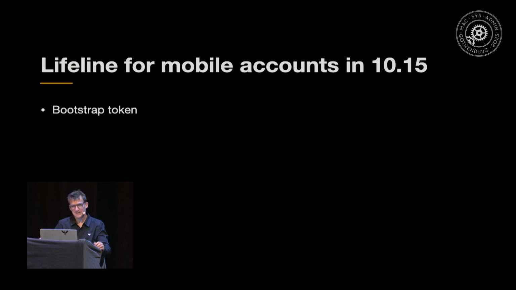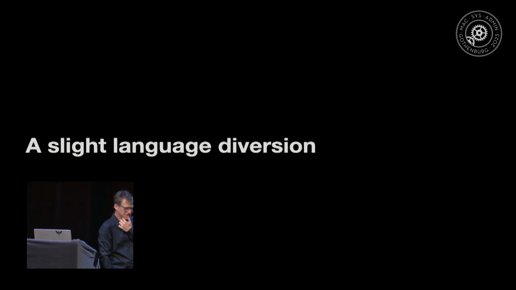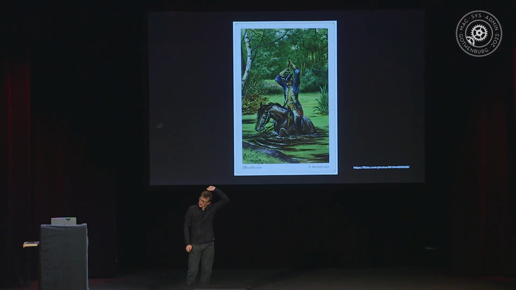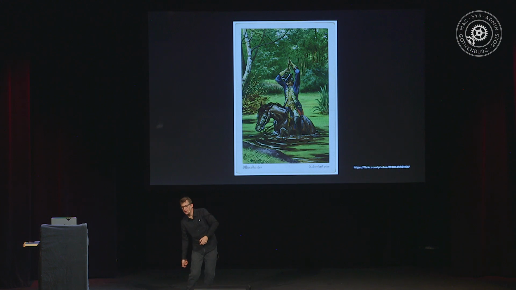With 10.15, there was a lifeline for mobile accounts. It was a Bootstrap token. I've got a slight language diversion. Has anyone heard of Baron von Munchausen? Yeah, so apparently, in the original German telling, he got stuck in a swamp and pulled himself out of the swamp by his hair. And the concept in the English translation turned into he pulled himself up by his bootstraps.